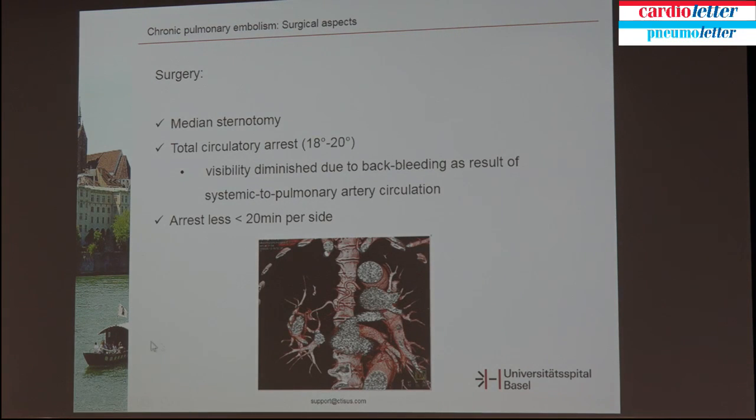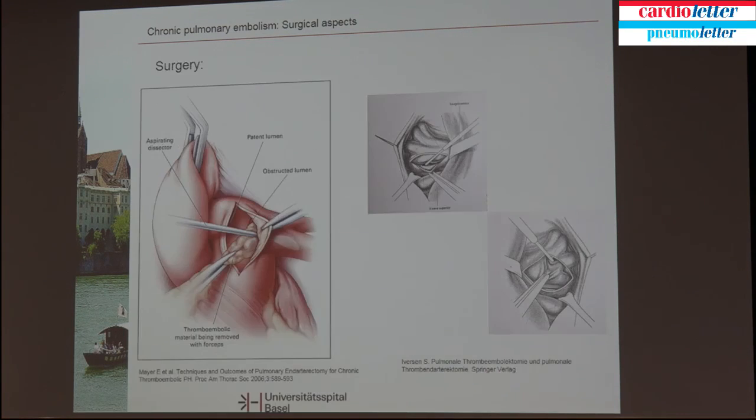Surgery is done with median sternotomy under total circulatory arrest with hypothermia of about 20 degrees. This is because there are many vessels created between the systemic and the pulmonary arteries, and they would cause bleeding, so you couldn't see anything if you wouldn't stop the heart-lung machine, and the arrest is about 20 minutes per side.